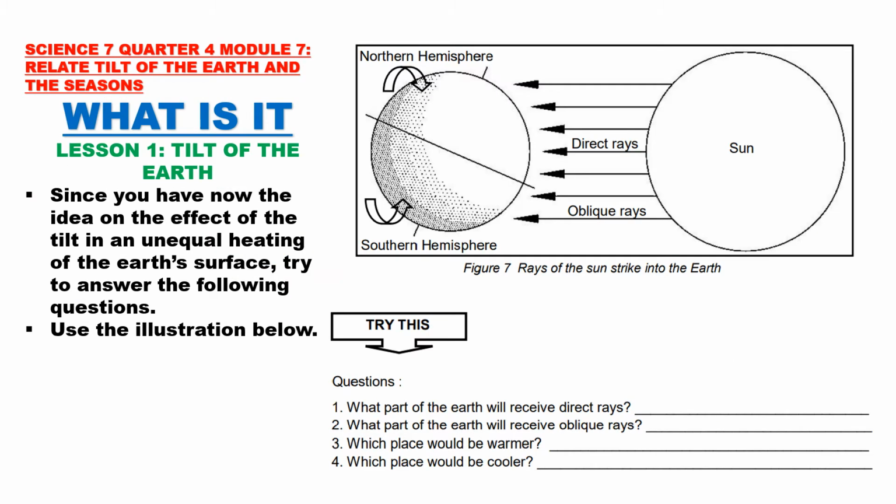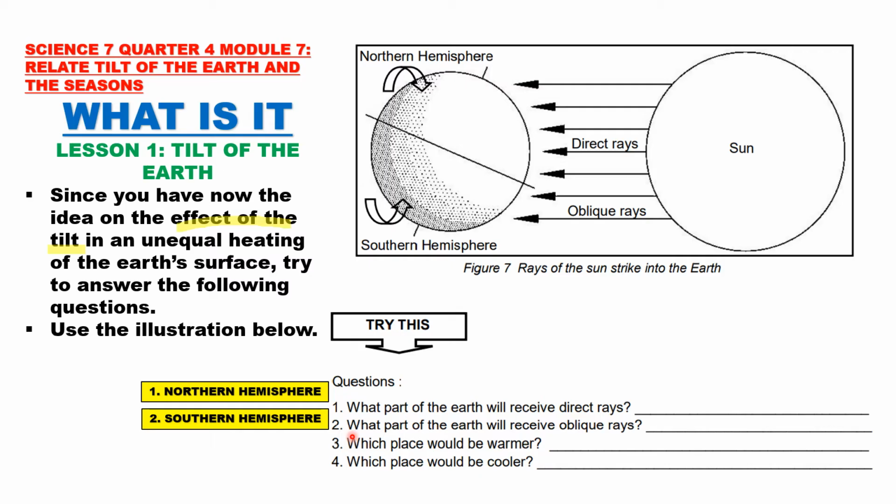Since you have now the idea on the effect of the tilt in an unequal heating of the Earth's surface, let's try to answer the following questions. Use the illustration below. Number 1. What part of the Earth will receive direct rays? So in this picture, we could see that the direct rays of the sun fall in the northern hemisphere. 2. What part of the Earth will receive oblique rays? So the oblique rays of the sun fall in the southern hemisphere.